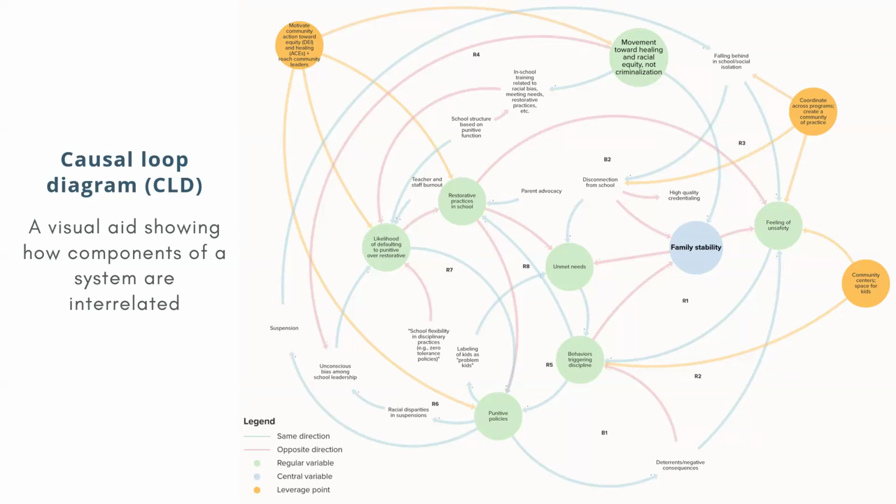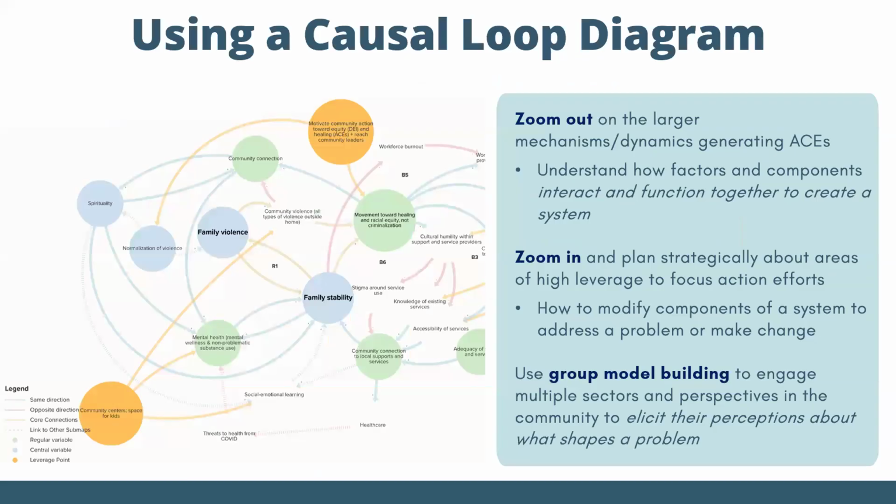So during the project, teams are creating a causal loop diagram, which is a visual aid showing how components of a system are interrelated. And we use the causal loop diagram as a way to zoom out on the larger dynamics and mechanisms generating ACEs and understand how factors and components interact and function together to create a system. So this is where the team is coming together. People are bringing their different perspectives from their different sectors and creating this diagram, zooming out and looking at their overall community and what's influencing ACEs.